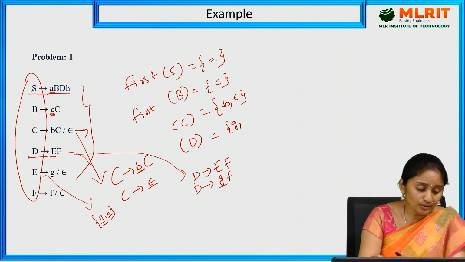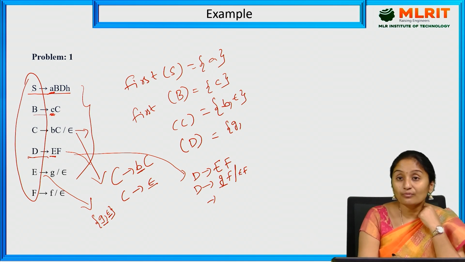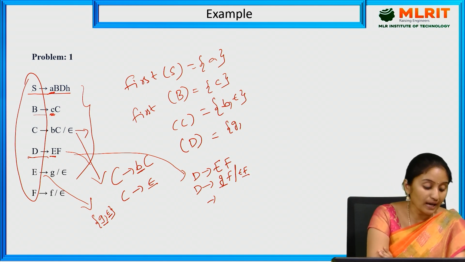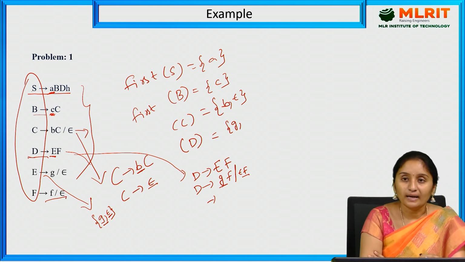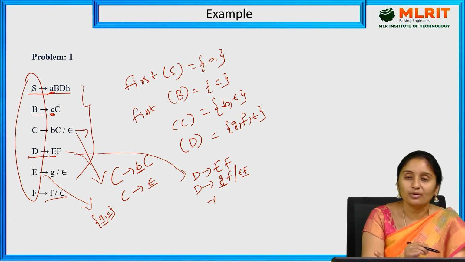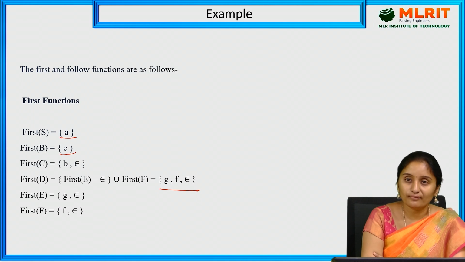So the second time I can use epsilon F. D produces epsilon F. Epsilon is nothing but empty, so what I have here is F. F is a non-terminal, so again I am going to take the second function. So what I get is G comma F comma epsilon.